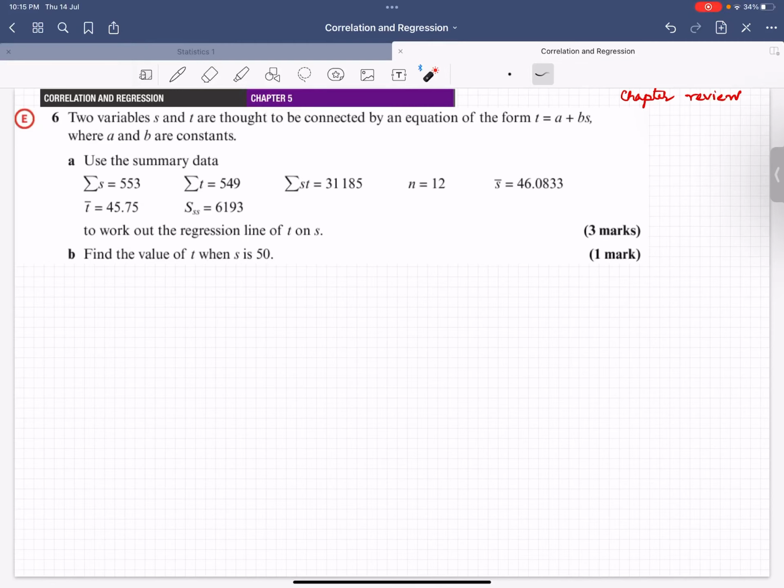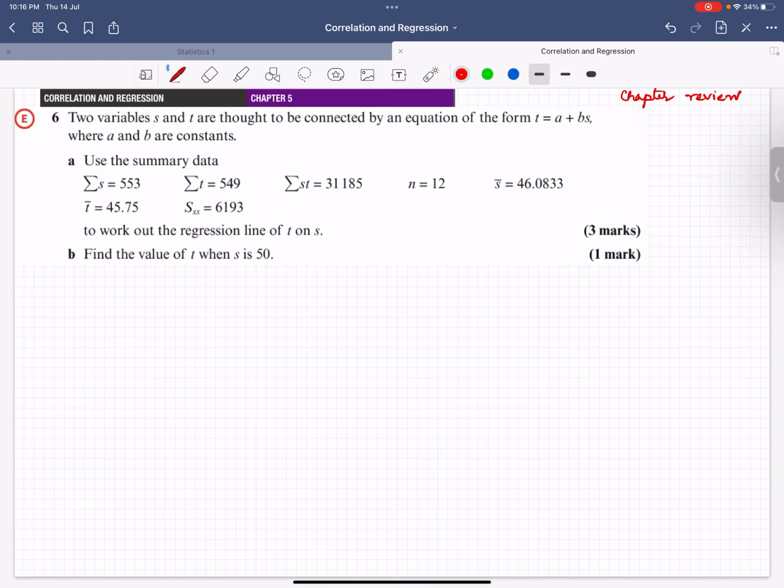Chapter review question number 6. Two variables s and t are thought to be connected by an equation of the form t is equal to a plus bs, where a and b are constants. Then use the summary data to work out the regression line of t on s. So we need to calculate the regression line of t on s.